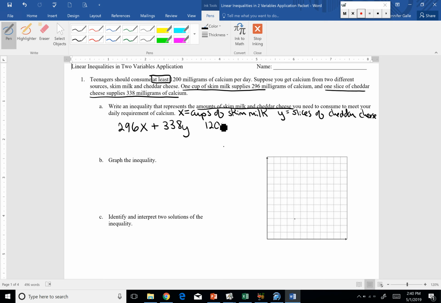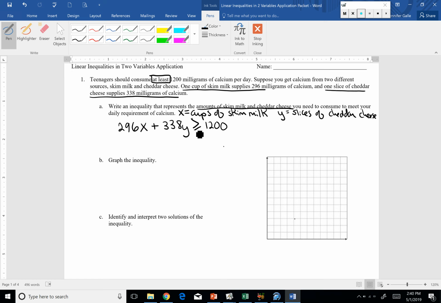So if 1200 is the least amount I need, it's the bare minimum I need, my symbol is going to open the other way. So I'd rather have us reasoning our way through this, thinking about 1200, is it the most or is it the least, and what that means for our symbol, versus trying to memorize that at least means it's a greater than, or it can be equal to. It says at least 1200, so 1200 is going to be okay.